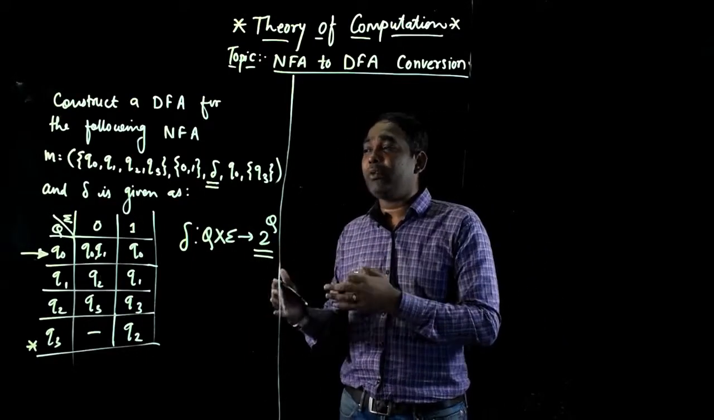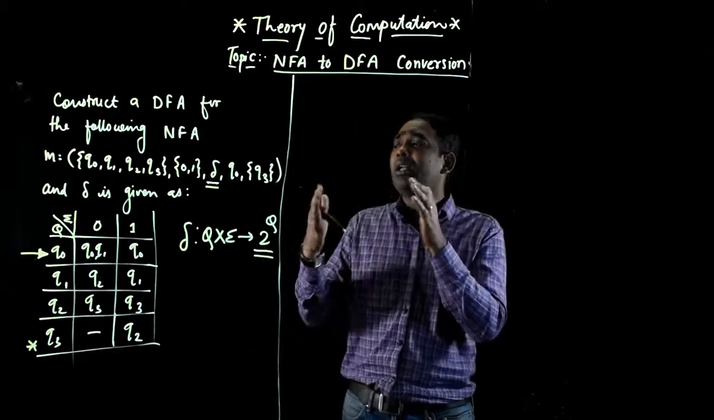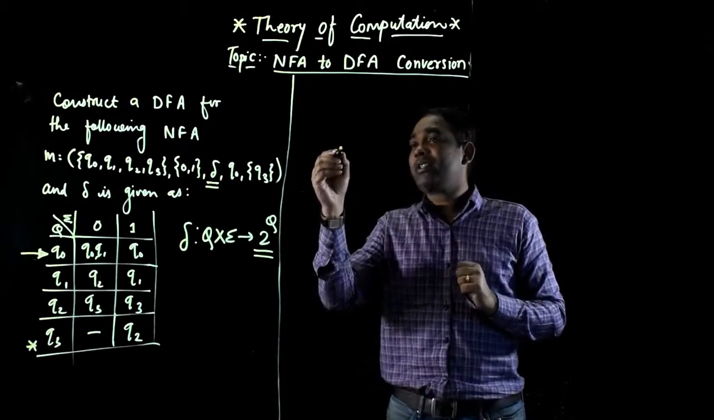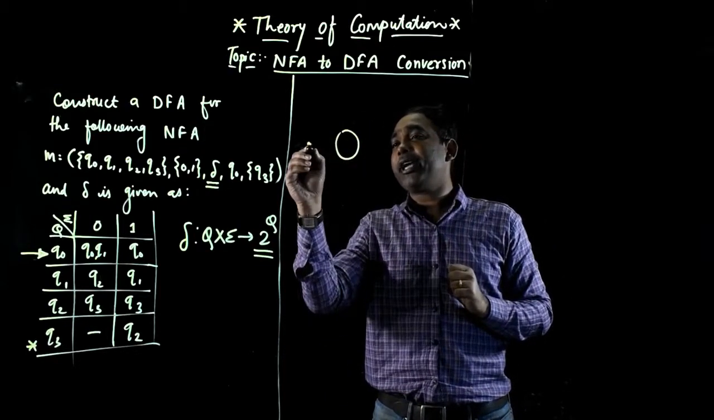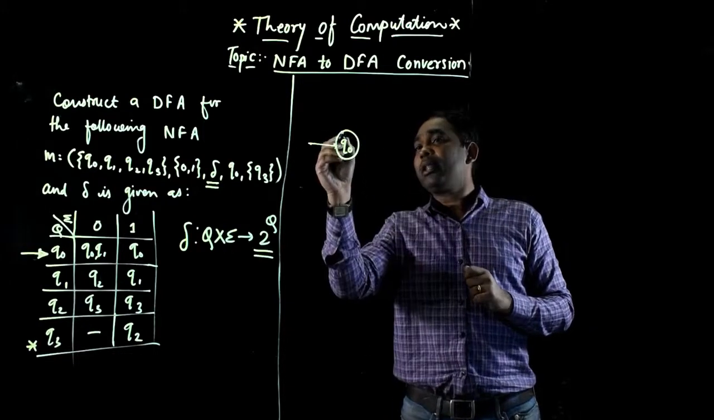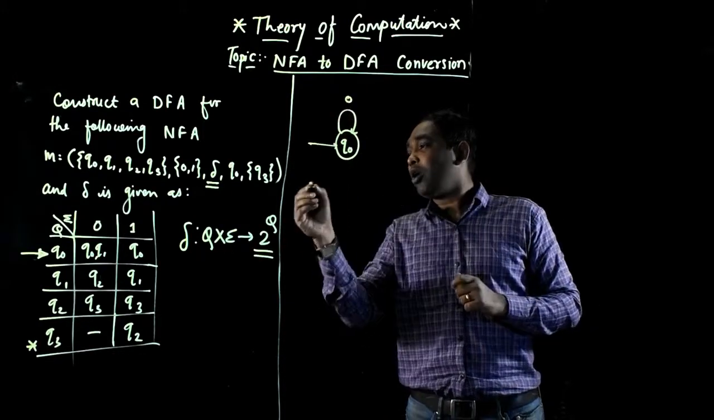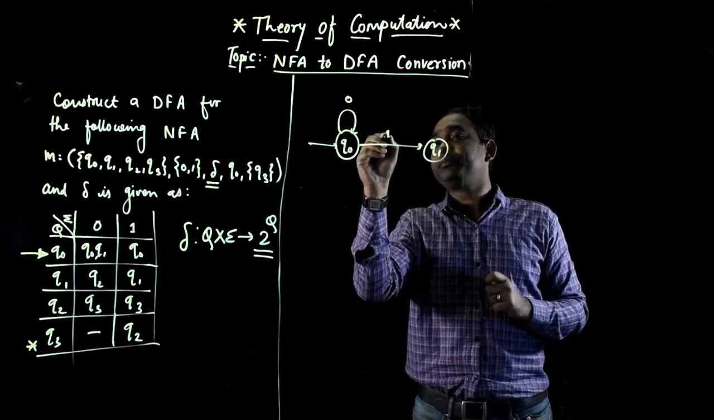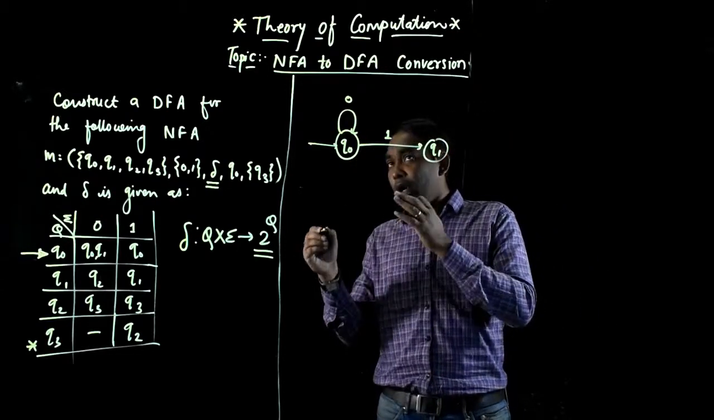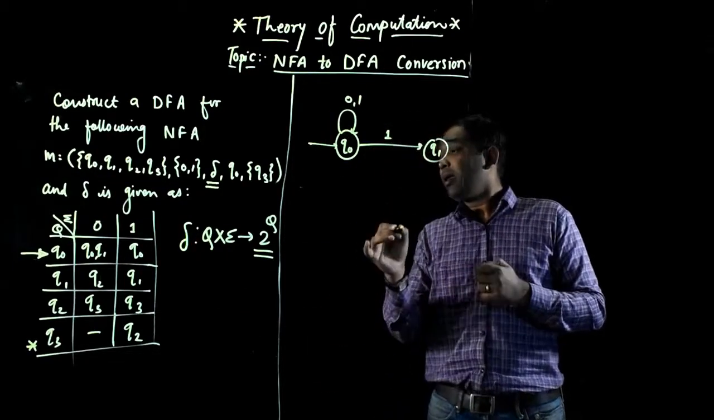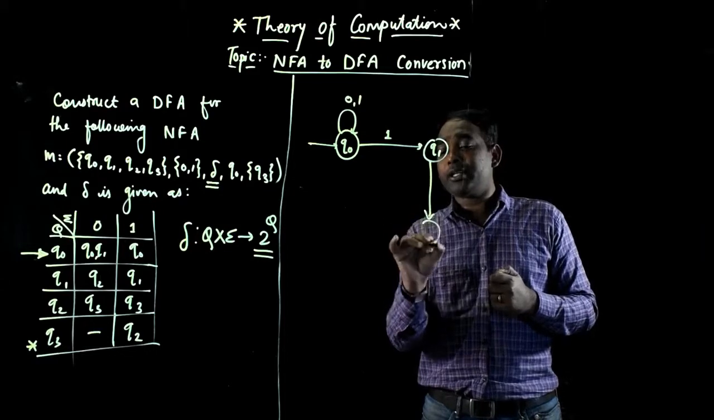So what to do in this case? First, we'll draw the graphical representation of this table, the transition diagram. We'll start from Q0. On 0, there is a self transition. On 1, it goes to the new state called Q1. And on 1 also, it goes to the same state, that is Q0. From Q1, on 0, it goes to the next state called Q2.